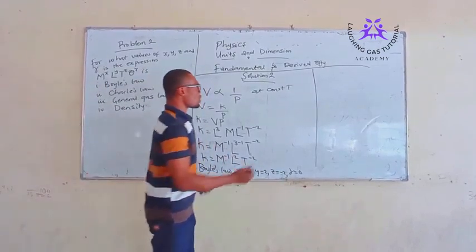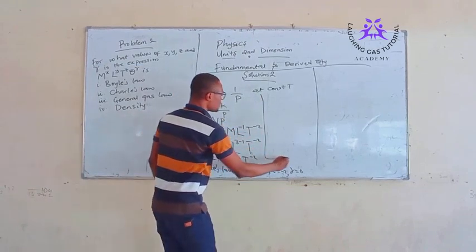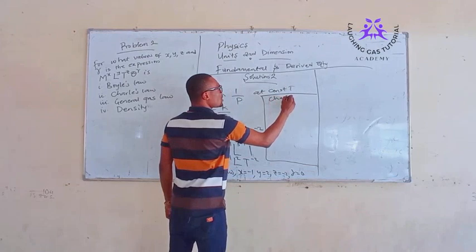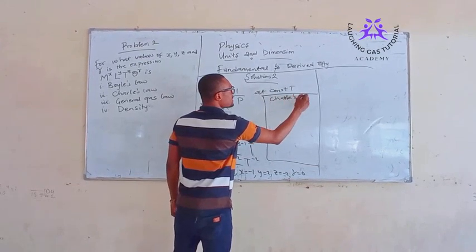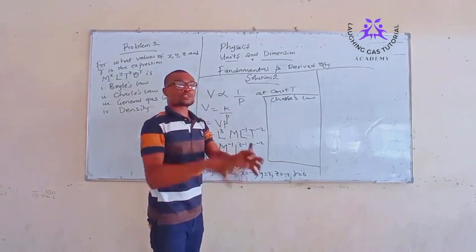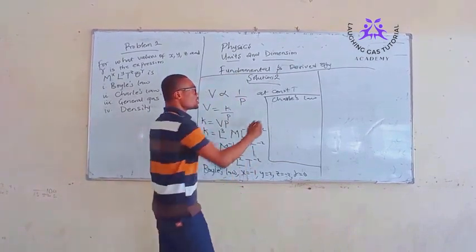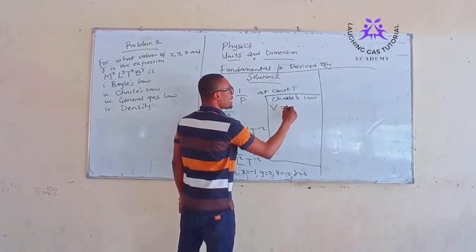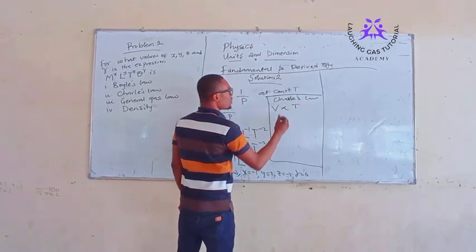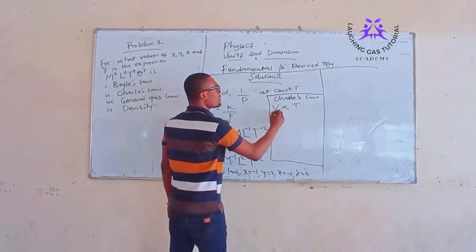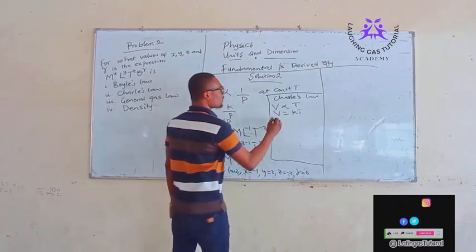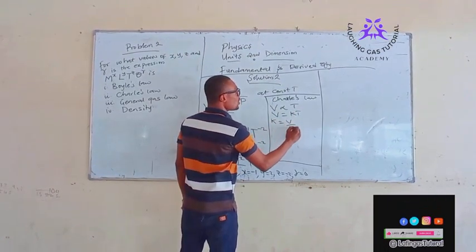Let's check for Charles' law. Charles' law is not difficult. Remember that Charles' law states that the volume of a fixed mass of gas is directly proportional to the absolute temperature. So it means that V is directly proportional to the temperature. If I remove the proportionality sign, I'll have V equal to KT. Making the constant subject of the formula, we have K equal to V over T.